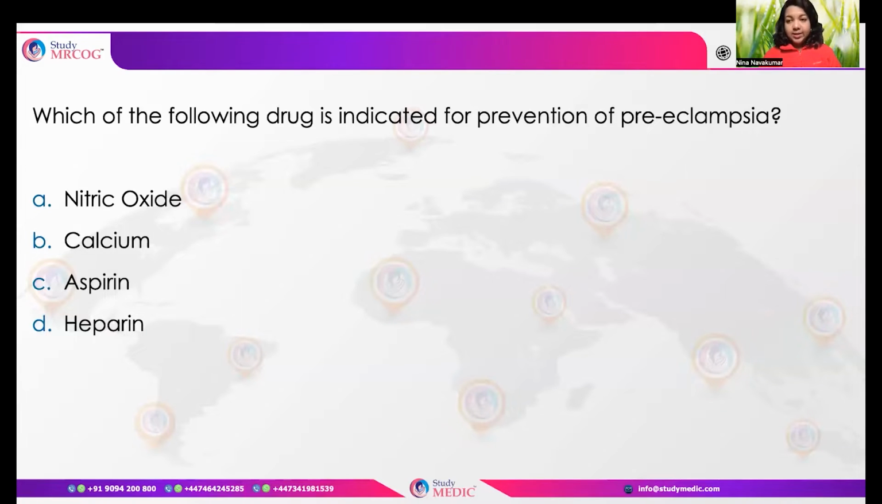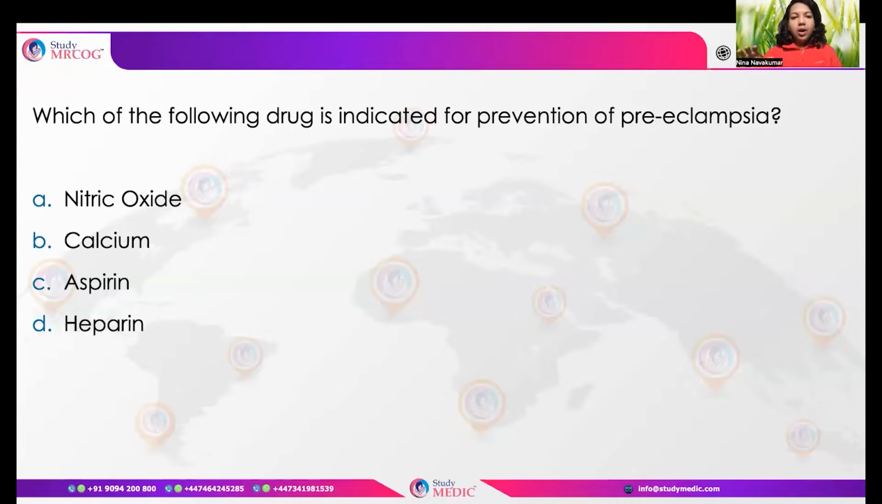Another entity is gestational hypertension. So what is gestational hypertension? In gestational hypertension also, the onset should be after 20 weeks of pregnancy, and there should not be any proteinuria or any other end organ damage or end organ involvement. So it is just a high blood pressure of more than 140 by 90 millimeters of mercury.